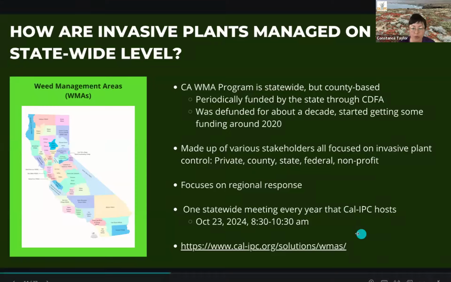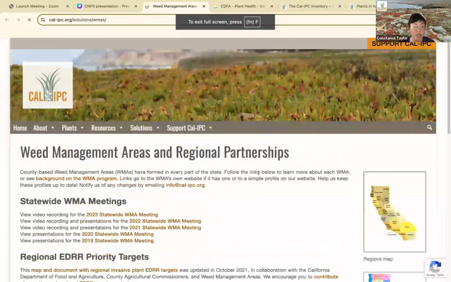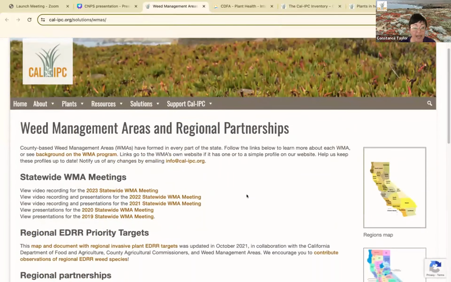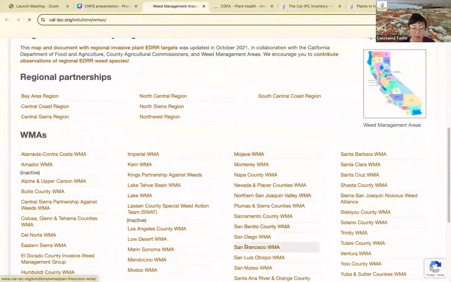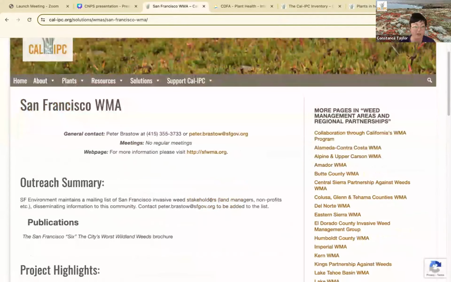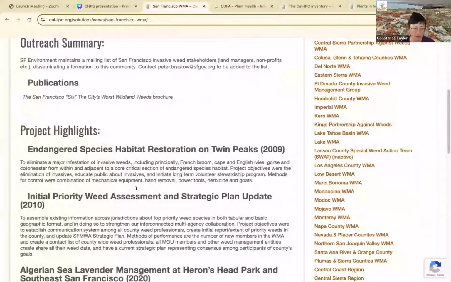And so just real quick, how do you find these WMAs? They are on the Cal IPC webpage. This is kind of some one-stop shopping. You can head down here. You will see the San Francisco WMA. You can get some contact information, any other information here, and then some project highlights that the WMA has worked on.